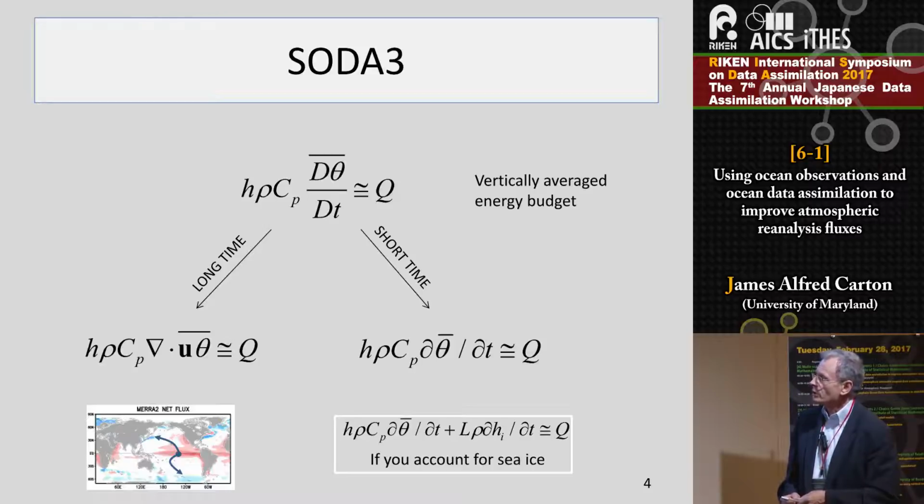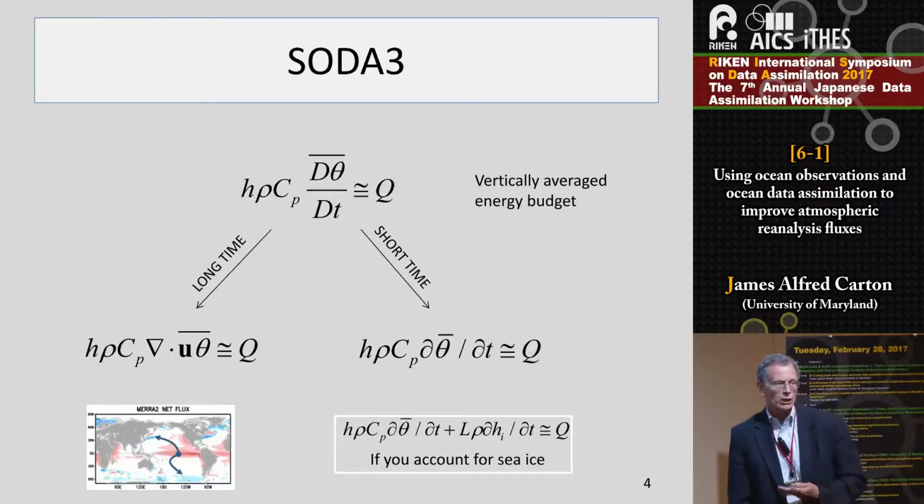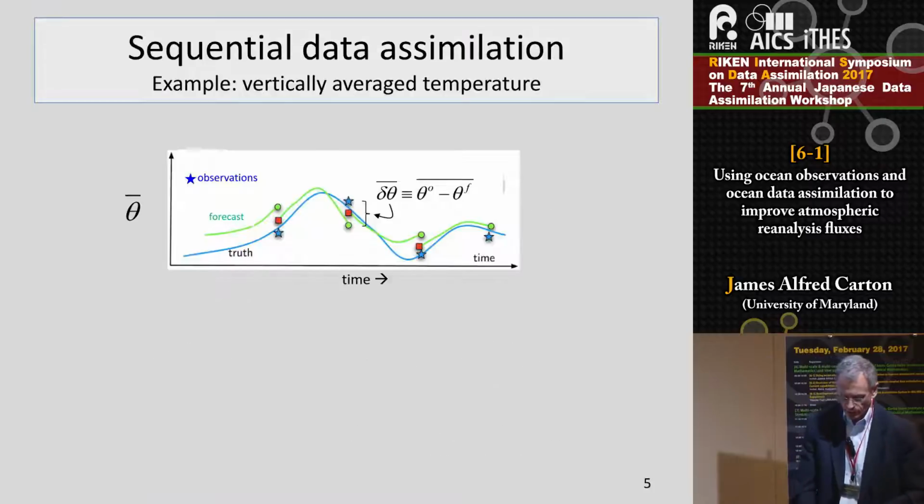But the interesting solution for us is the high-frequency solution, in which heat flux in the ocean is really balanced just by local storage. And it's going to turn out that the heat budget of relevance for sequential data assimilation is really the limiting case on the right-hand side. I point out, of course, if you're at high latitude, you have to include the heat storage in melting and freezing of sea ice as well. So it gets slightly more complicated, but I won't really talk about that.